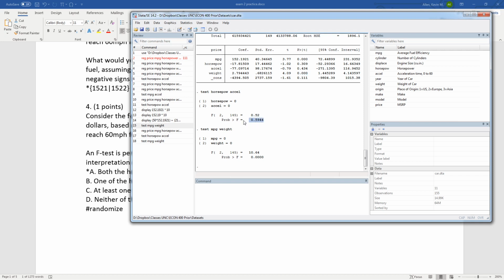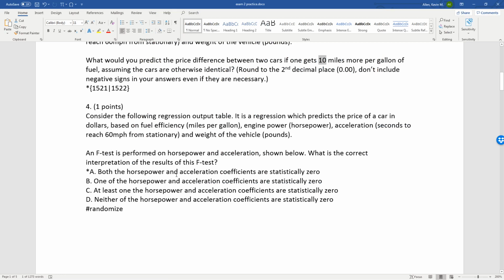This p-value is 0.59, so it is much larger than 0.1. So this is statistically insignificant, which is an equivalent way of saying we cannot reject this null hypothesis that both of these are equal to 0. And so because we fail to reject this null, the answer is both horsepower and acceleration coefficients are statistically 0.